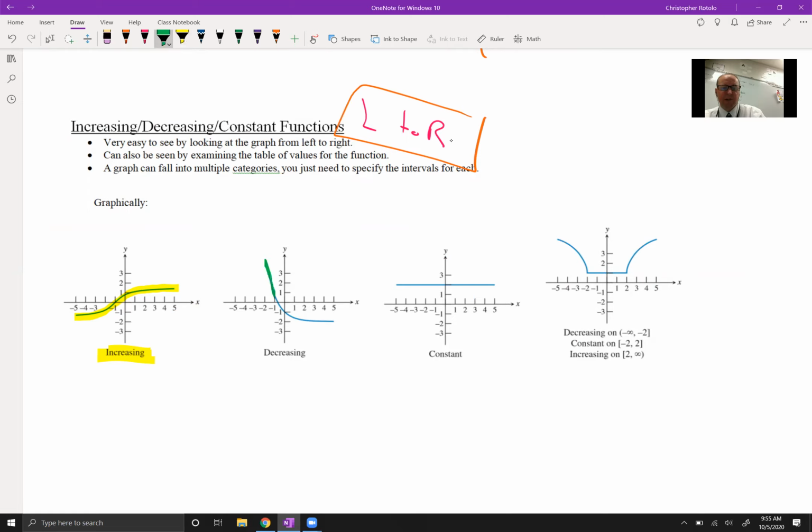Looks like an exponential here. So we're going to come down. Okay, it's still decreasing, right? It's going to decrease. It looks like it levels out, but it's decreasing the entire time. So we have increasing and decreasing.